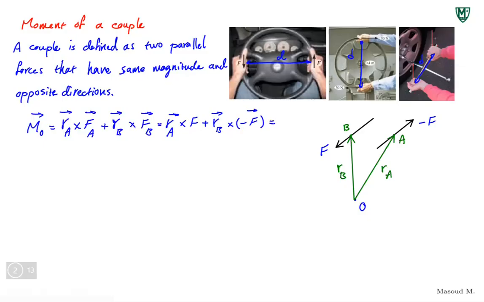Now, if I just factor out F, what I'll get is MO equals, let's put it this way, RA minus RB times F. These are vectors.